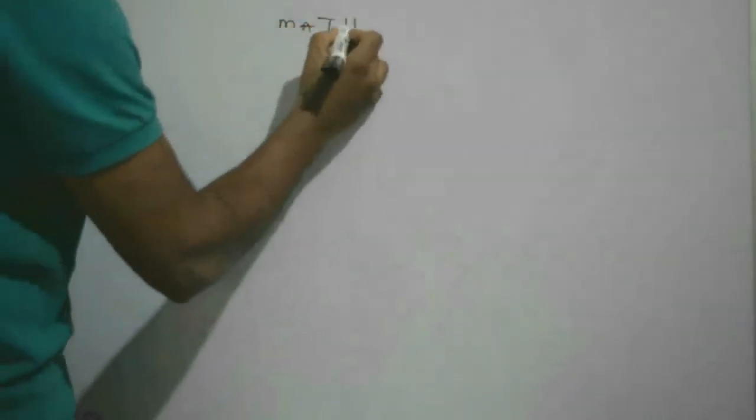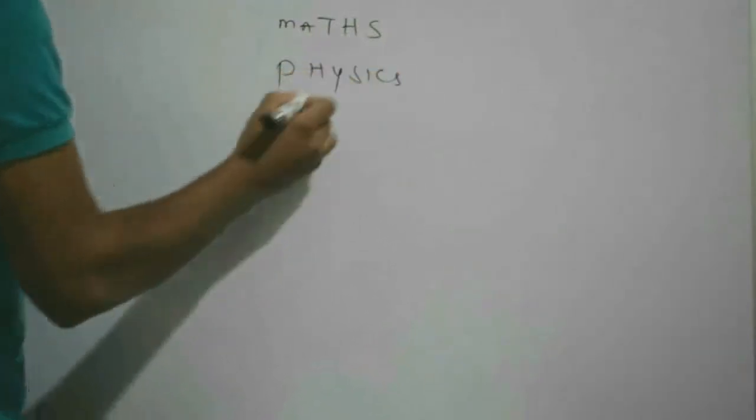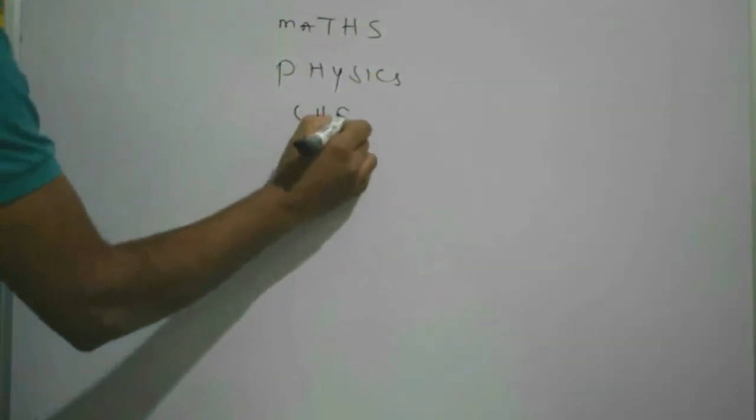So what is the meaning of the fundamental principle of addition and the fundamental principle of multiplication? Now we are going to see. Now you see, for example, three departments: maths, physics, and chemistry.